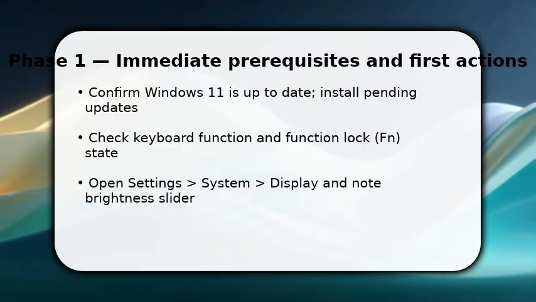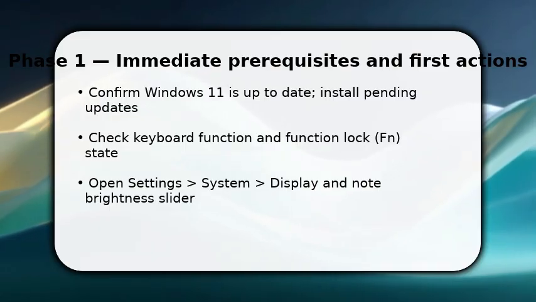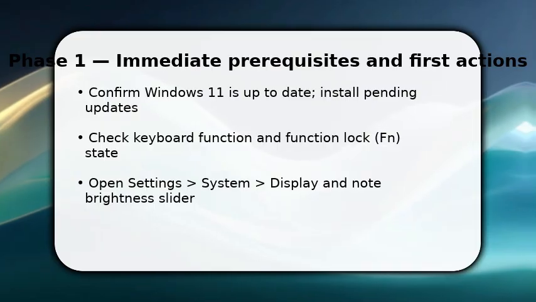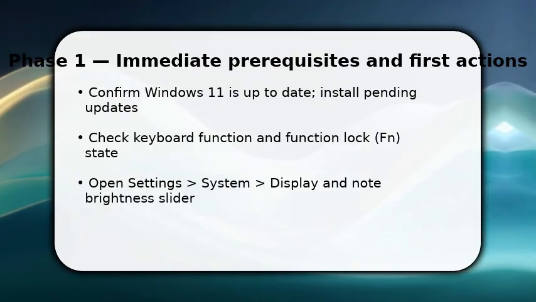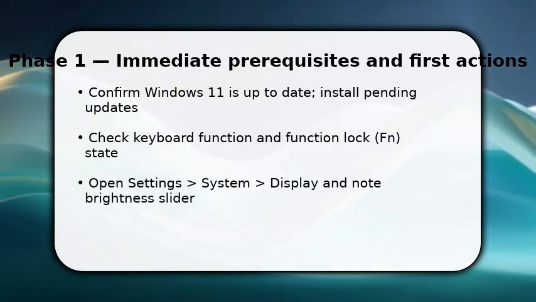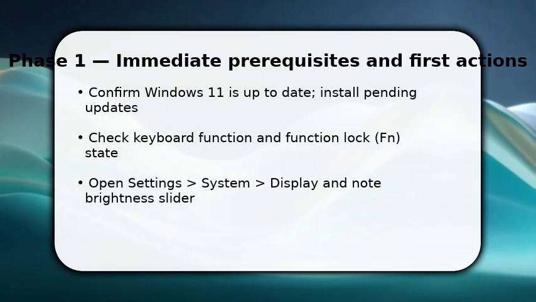Start now. You must confirm Windows 11 updates and checks before deeper fixes. You open Settings System Display and note the brightness slider. This tells you if software control is active. Once done, test the keyboard brightness keys with FN. Make sure function lock isn't blocking them.